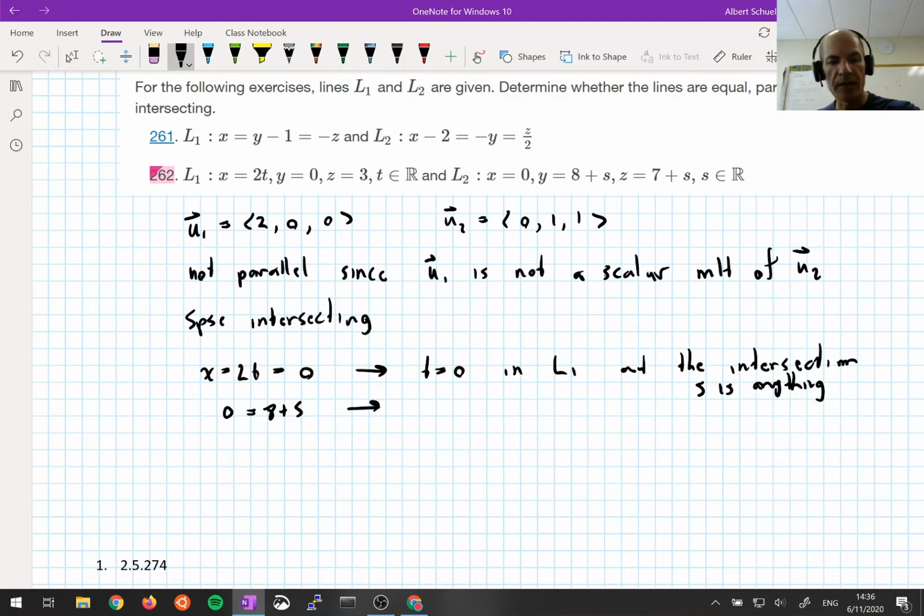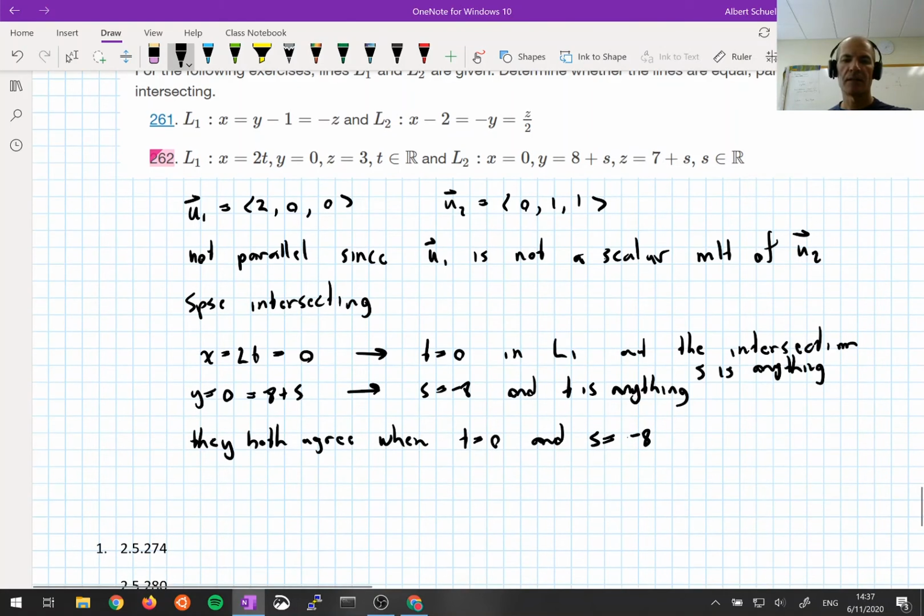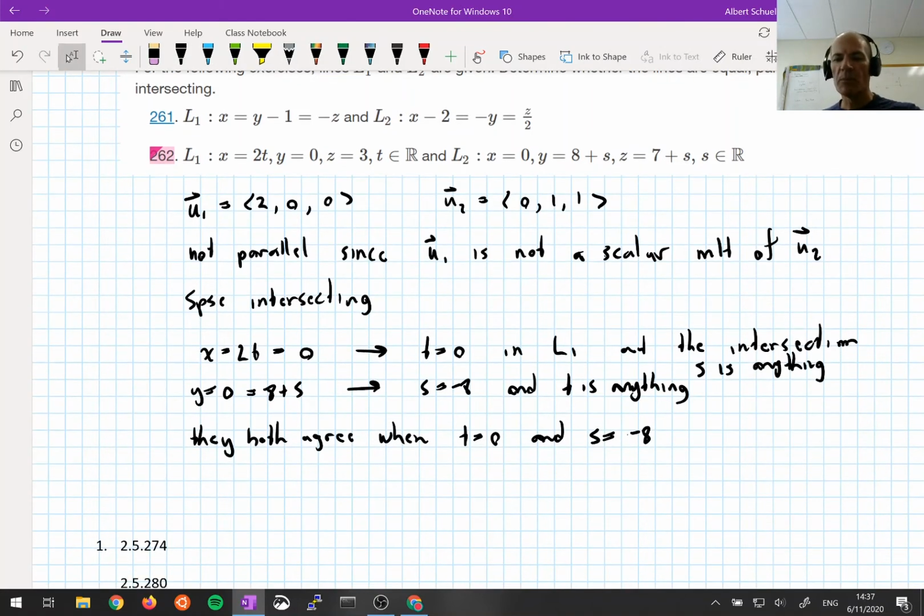So in the first case, the x-coordinates agree when t is equal to 0 and s is anything. In the second case, the y-coordinate, they agree when s equals -8 and t is anything. Now, when they both agree, when t equals 0 and s equals -8. So now we've determined that at this point of intersection, t is equal to 0 and s is equal to -8. We have to check z though. Do the z's agree? When t is equal to 0 and when s is equal to -8?